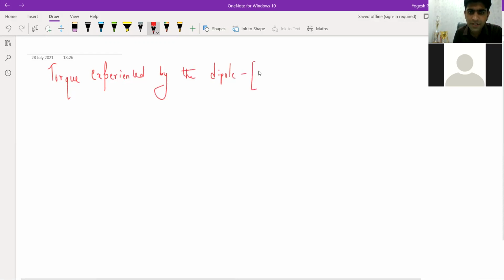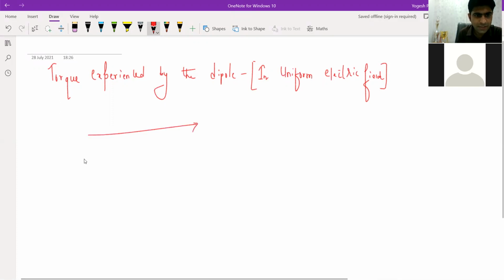in a uniform electric field. Now, when we talk about uniform electric field, what do you understand by uniform electric field? Yes, when the intensity is same at all points. Exactly, and you express the uniform electric field with arrows which are same in size and equally spaced. So this indicates the uniform electric field.